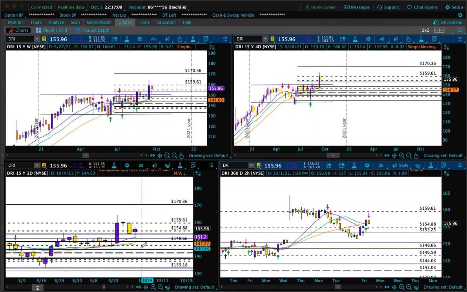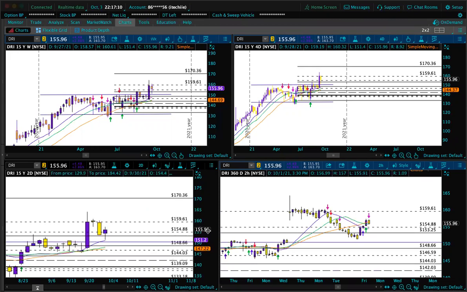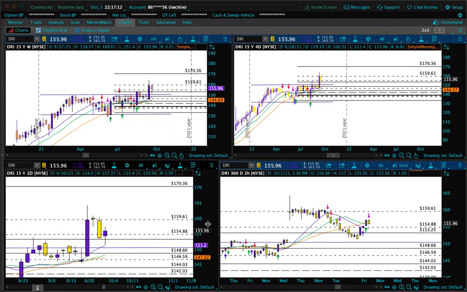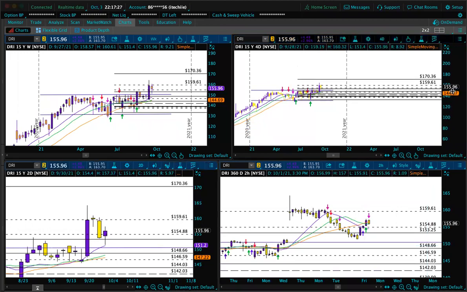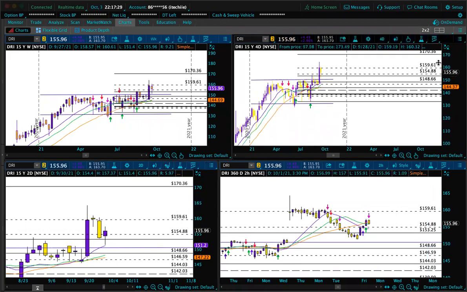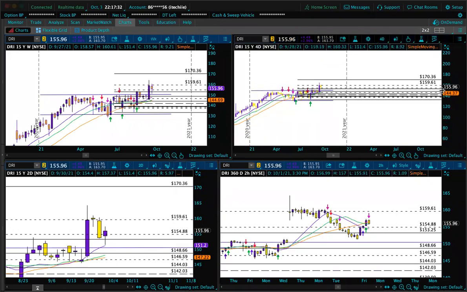The 2-day bounced off that 14 SMA nicely. I'm looking for a 160 break. Looking at long term, I want two weeks out. So next week and the week after next calls, I'm targeting 170. 200 probably for January, it's possible or close. And that's Dree. Next is Costco.